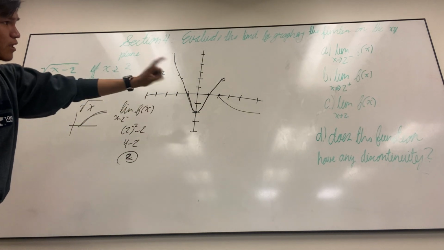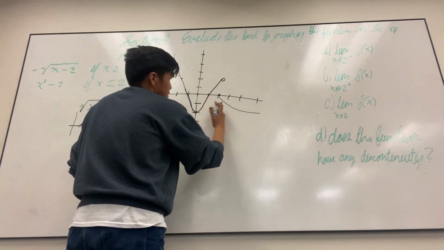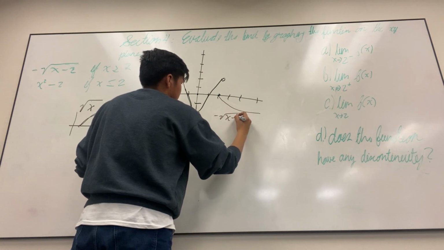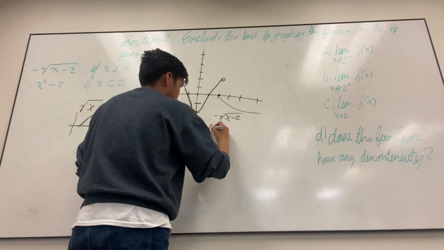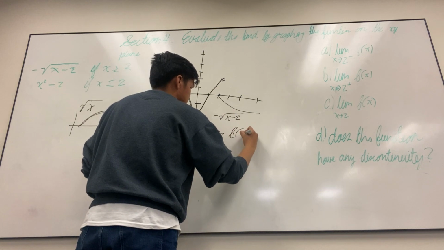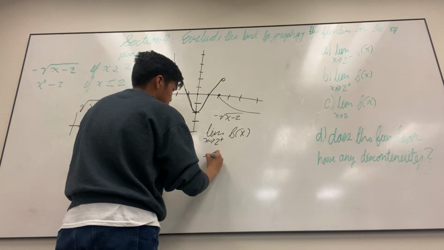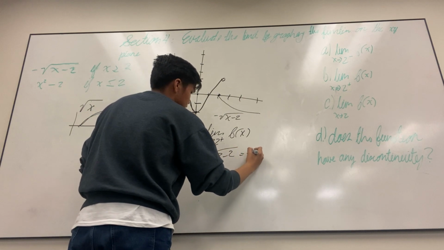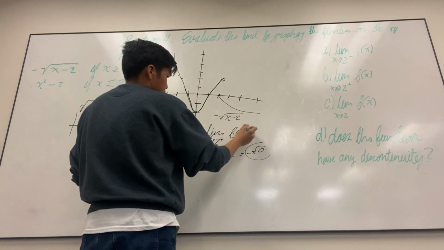And then our next one would be the limit of f of x as x approaches 2 from the positive side. So from the positive side in this way, we'll use the equation negative square root of x minus 2. So in this case, we plug in the limit, which is x approaching 2 from the positive side of f of x. Since this is the positive side, we use this function. So we have negative square root of 2 minus 2, which is negative square root of 0. This is the limit for this function.